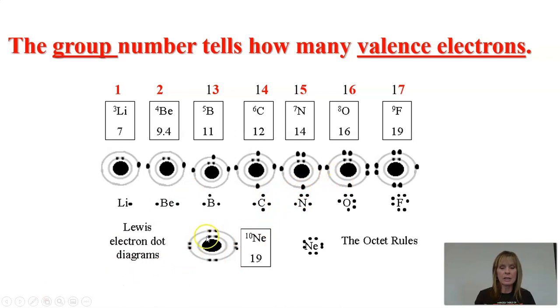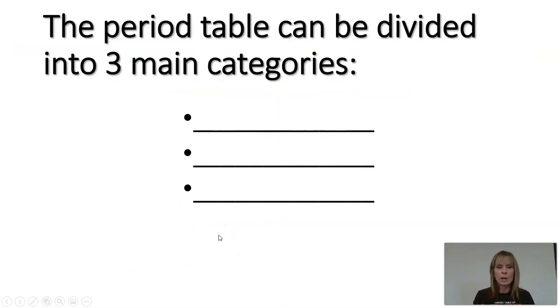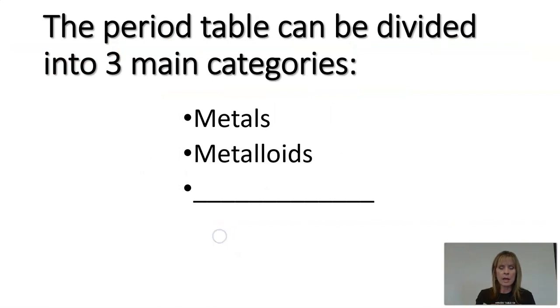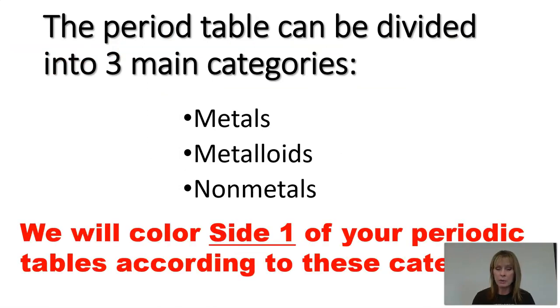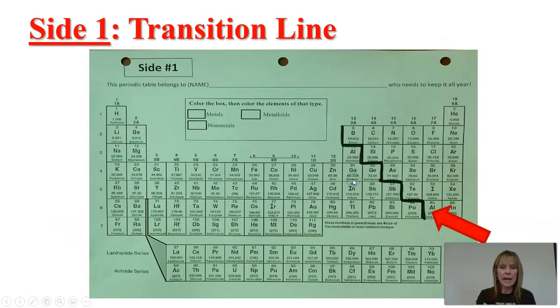Okay, the periodic table can be divided into 3 main categories. There are metals, metalloids, and nonmetals. Those are the main categories. You have a periodic table that you can print, and it's double-sided, but you don't have to print it double-sided, you can just have 2 different copies. One of them says side 1, and on side 1, we're going to color the 3 categories.